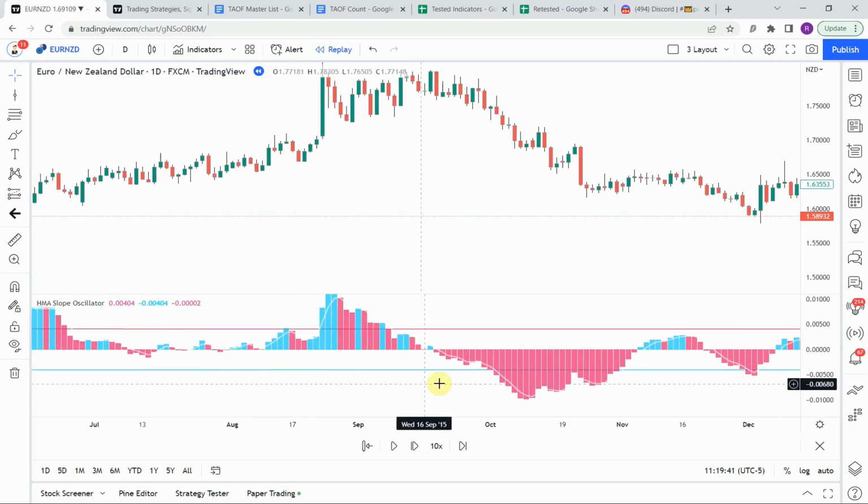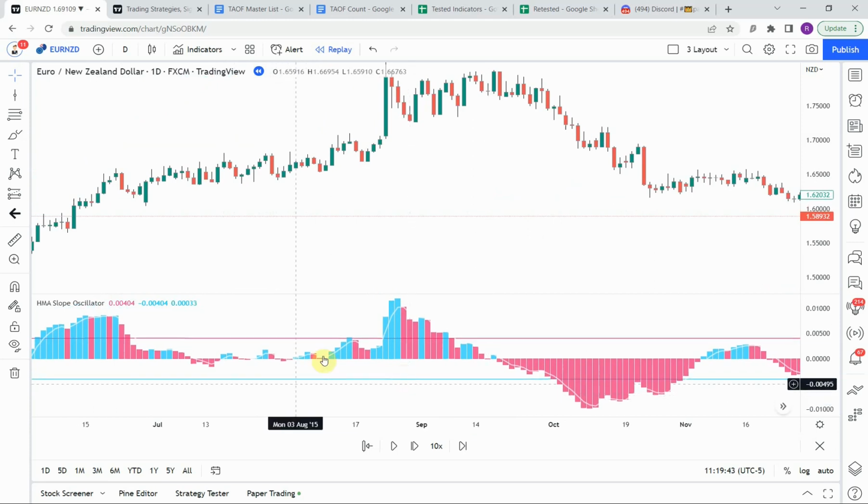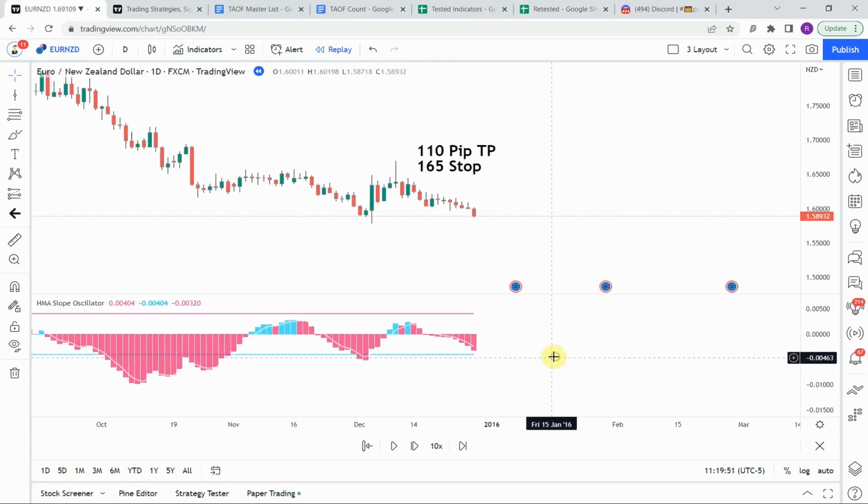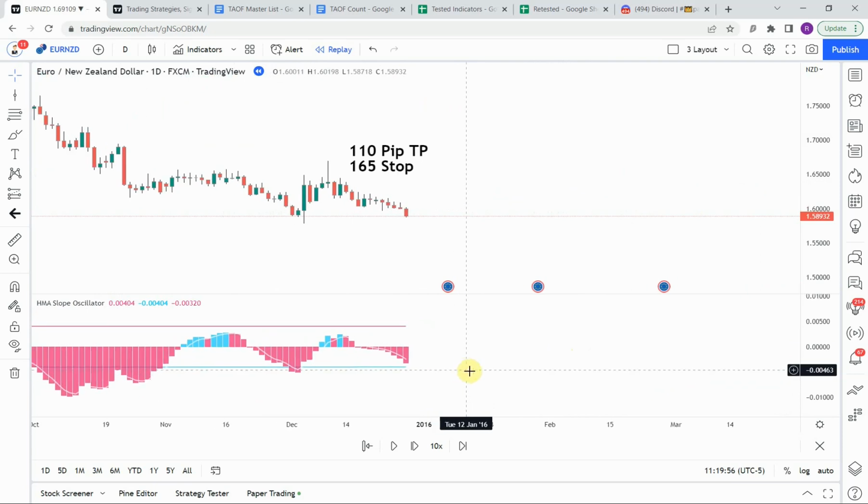When the blue columns break the upper band, that is going to be a signal to go long. And so, excuse me, that's how we are going to test it today. Let's go ahead and get on with the testing and see what we can get out of it.